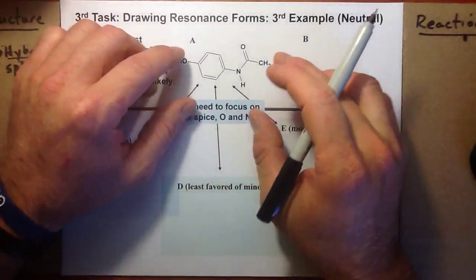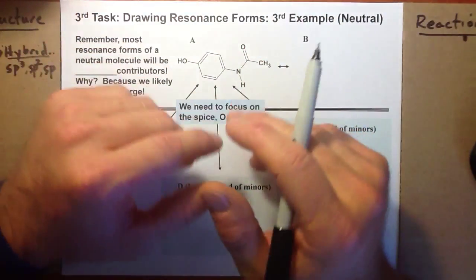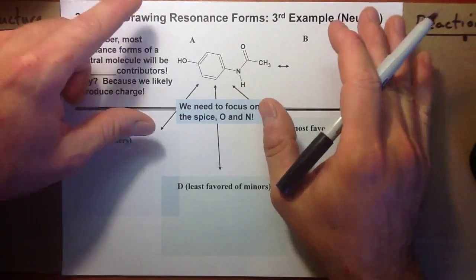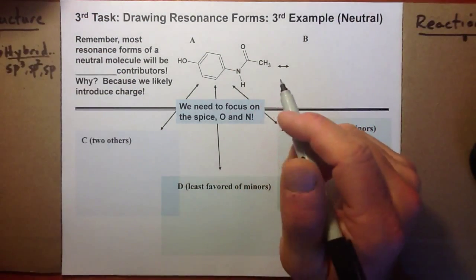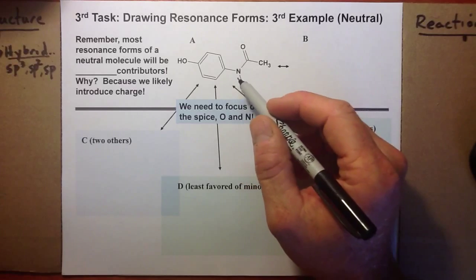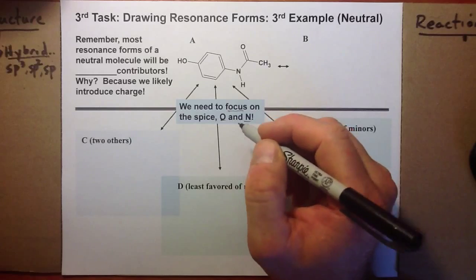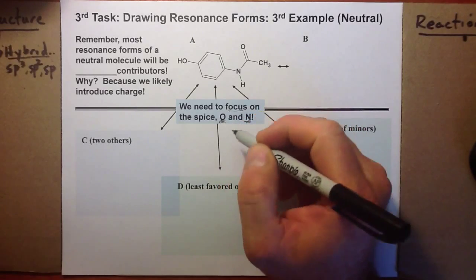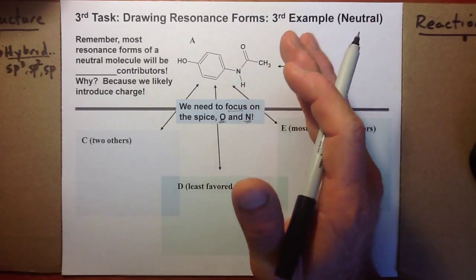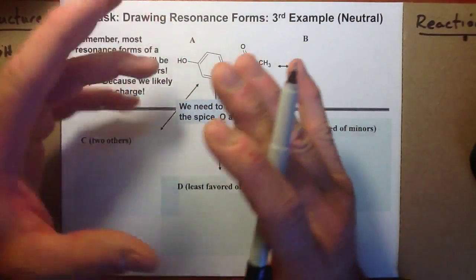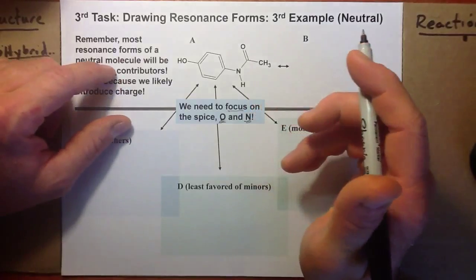So neutral structures, again, where we are often focusing our eye on organic chemistry. A lot of neutral structures out there. Let's see if we can draw a resonance form for acetaminophen. Now, one thing to remember for any neutral structure is you want to focus on the spice. The nitrogens and oxygens provide spice, partial charges, things where reactivity is going to be.